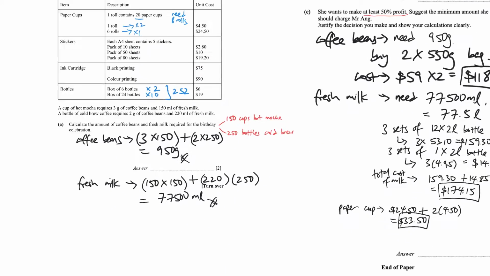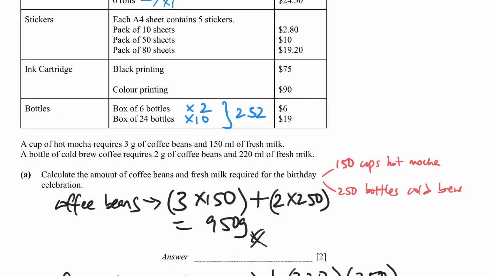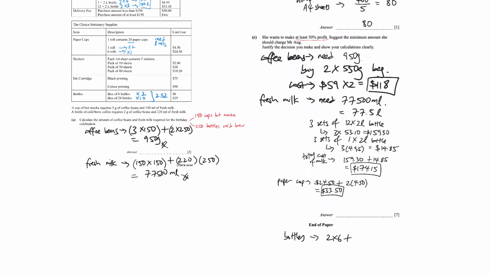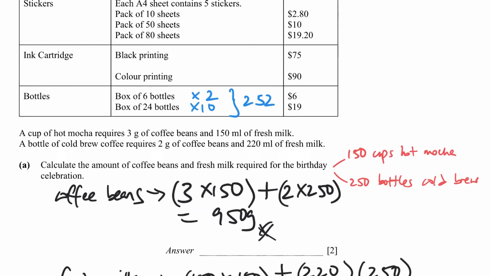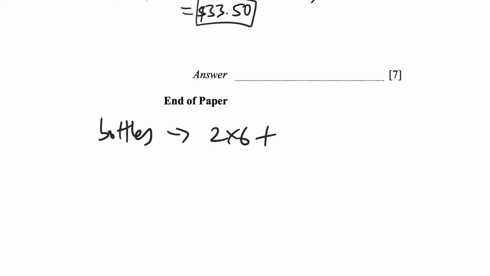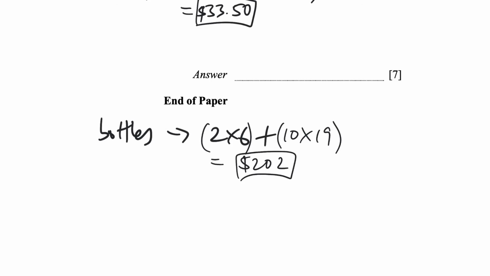So 2 times of the 6 bottle one, so there's 2 times 6. And then we plus 10 times of the 24 bottle pack. So 10 times 19. Right, of course if it makes you more comfortable, you can do this. Yep, and you will see that this costs $202 for the bottles.